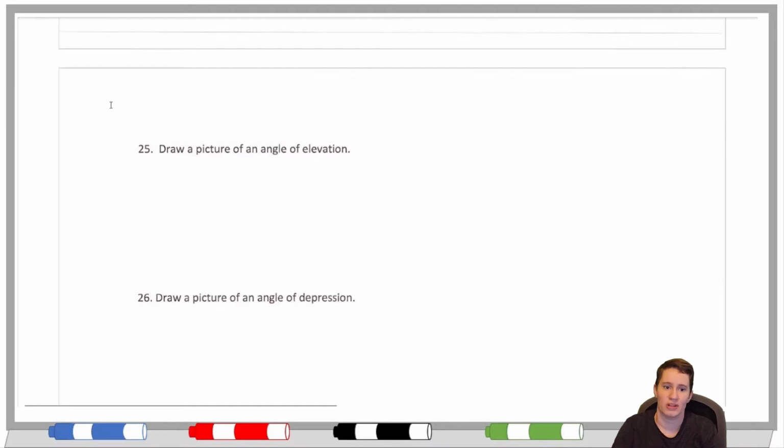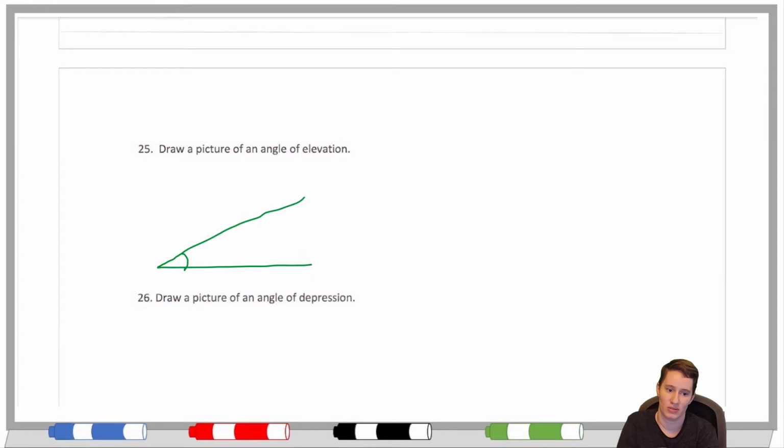Final page. Draw a picture of an angle of elevation. I'm not looking for something super fancy necessarily, but an angle of elevation starts from the perspective of the person and goes up. So here is an angle of elevation. Our person would be down here looking up. Don't really like that there's a stick going out of their head, so I'll take that off.